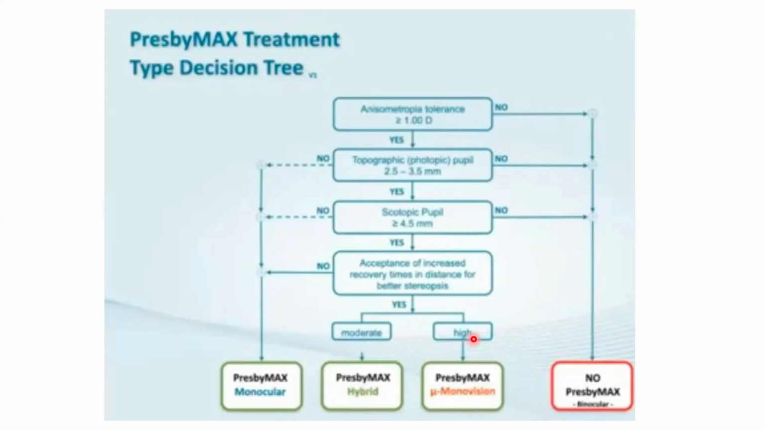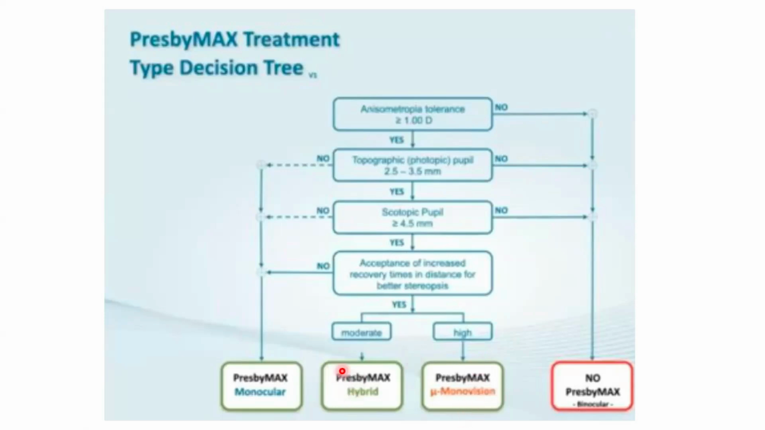If the patient is able to tolerate the blur very well, then we can go for micromonovision, in which the distance eye has a lot of intermediate and near correction. So if we are offering micromonovision to the patient, it means that in the dominant eye, apart from the distance correction, we are giving some amount of near and intermediate correction. So in the distance dominant eye also, in micromonovision, we are sacrificing some amount of clarity and quality of distance vision. So if the patient is able to tolerate some amount of blur in distance vision, then we are going for micromonovision.